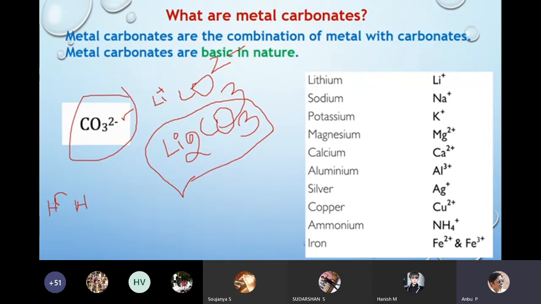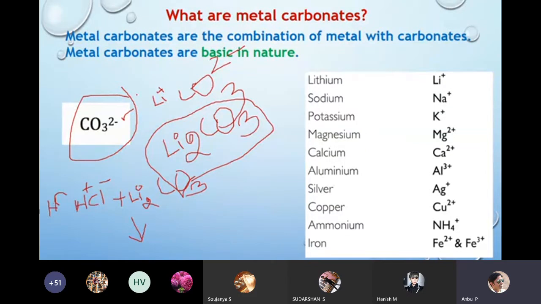Hydrochloric acid can be written as HCl, and the lithium carbonate is Li2CO3. That is lithium carbonate, and it is added to the hydrochloric acid. Now how do I write the product? Definitely, you need not worry about it. H plus and Cl minus. We know that hydrochloric acid can be broken into H plus and Cl minus.